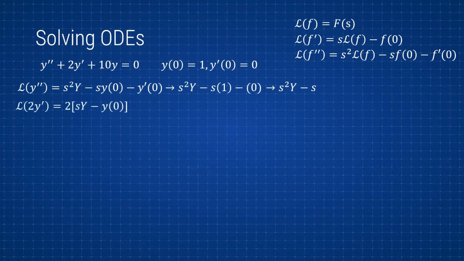If we take the Laplace of 2y prime, factor out the 2, take the Laplace of y prime, which is s times capital Y minus y of 0, which we know is already 1. Multiply back the 2, and we get 2s capital Y minus 2.